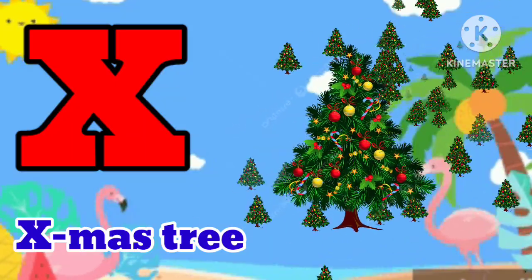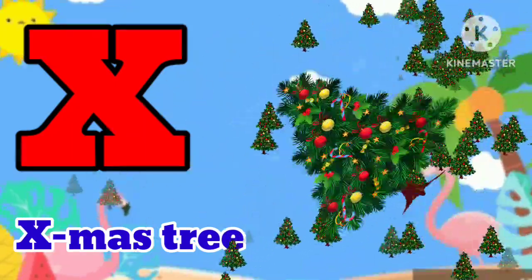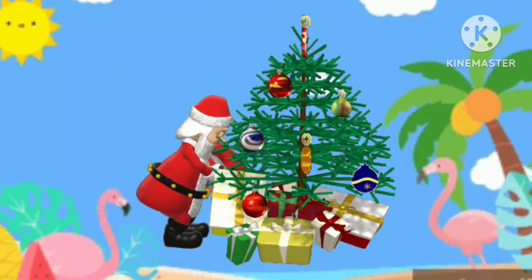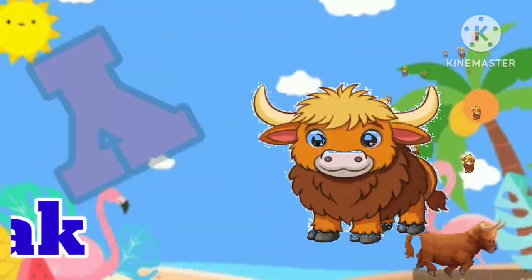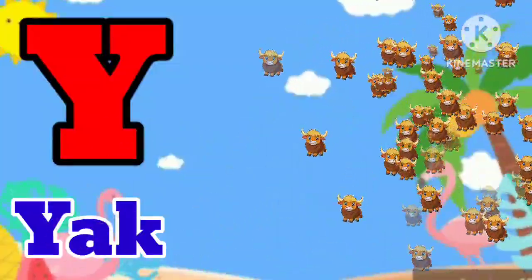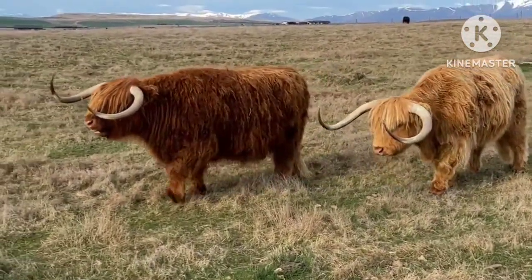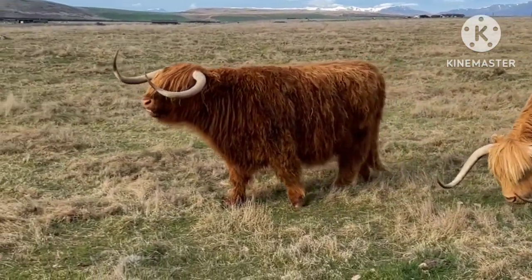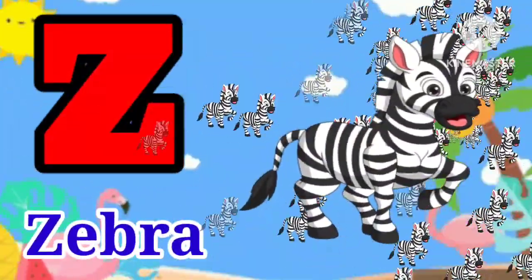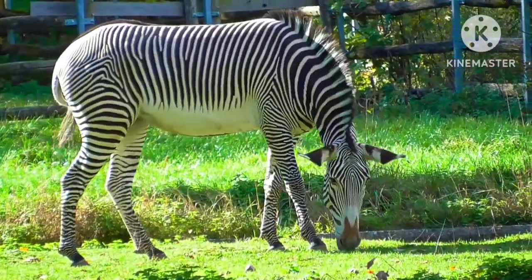X for Xmas. Xmas means? Xmas tree. Y for yak. Yak means? Yak. Z for zebra. Zebra means? Zebra.